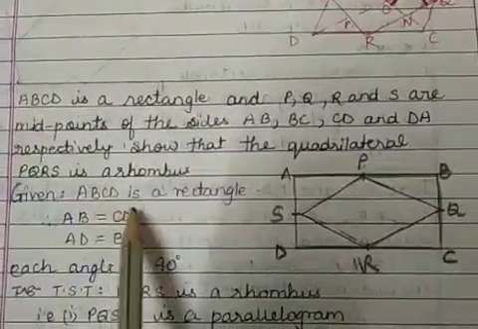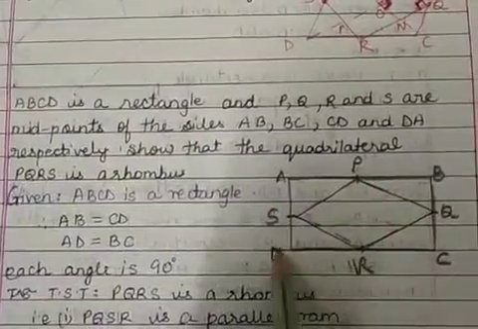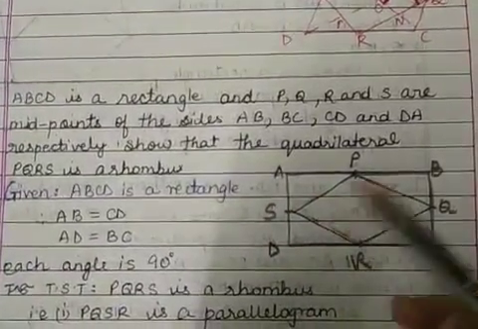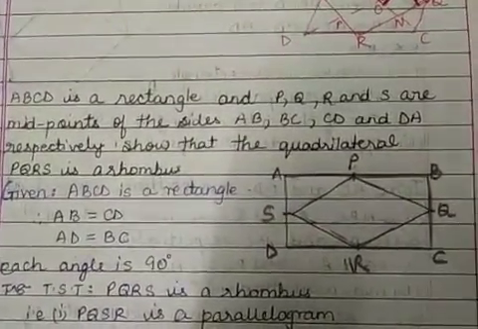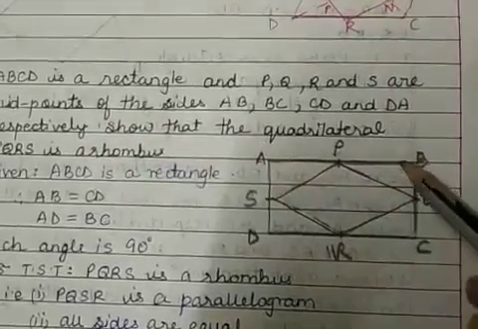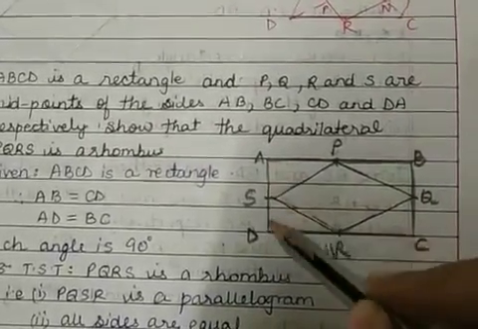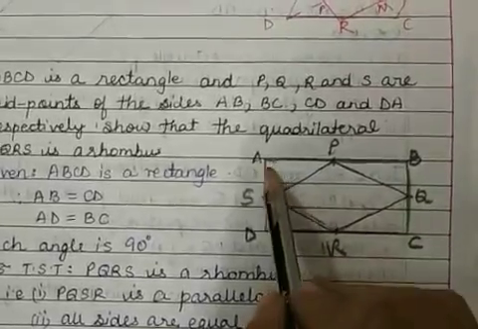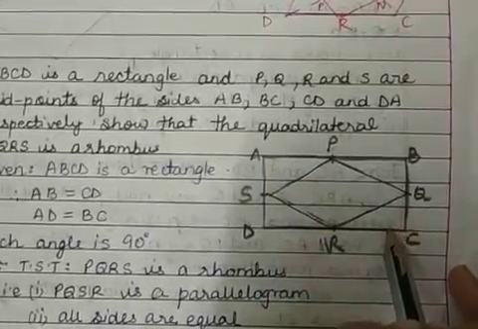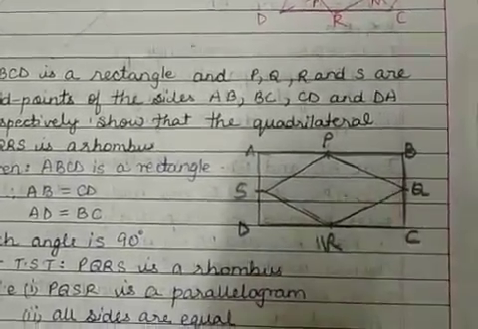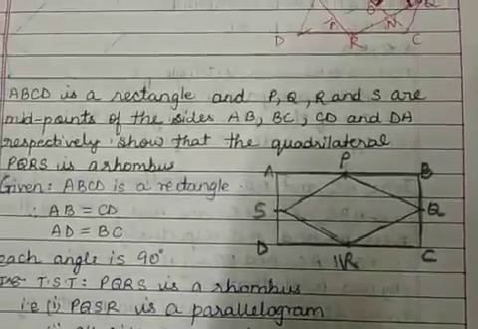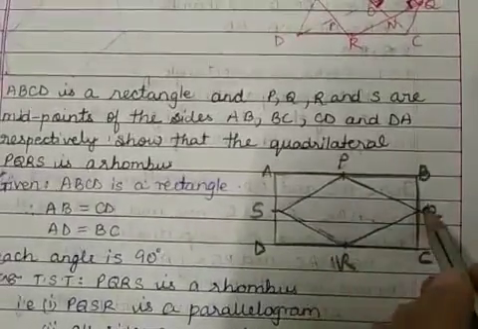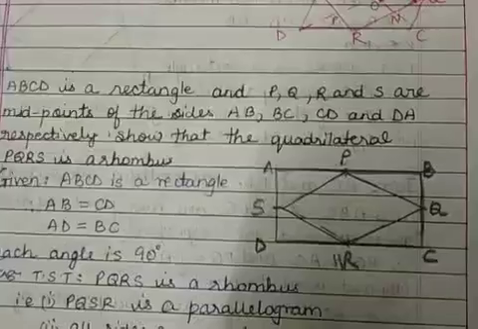It is given that ABCD is a rectangle. So you know the opposite sides are equal as well as parallel. So AB will be equal to CD and AD is equal to BC. And each of these angles is 90 degrees. Or it is sufficient if you say one of the angles is 90 degrees. Now we have to show that PQRS is a rhombus.